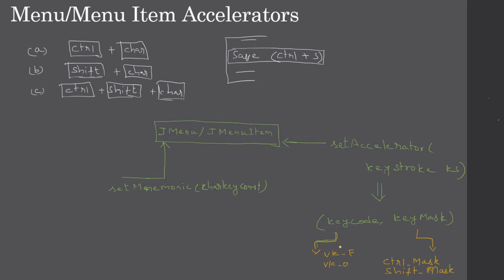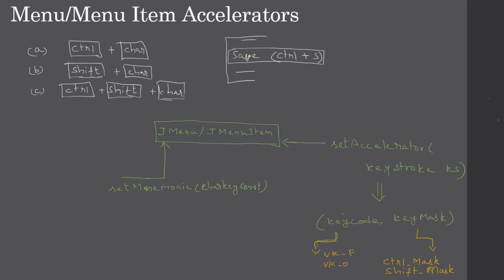So once the keystroke is formed, say for example control mask and VK_F means control F, to directly invoke the file open. Or shift mask plus VK_O, that means when the user presses shift O, it will invoke a particular command, say for example the file open.